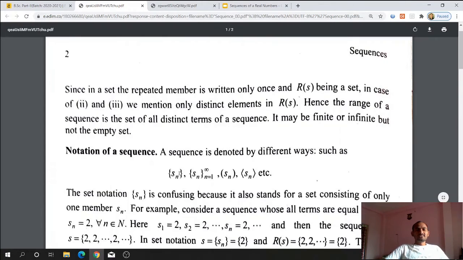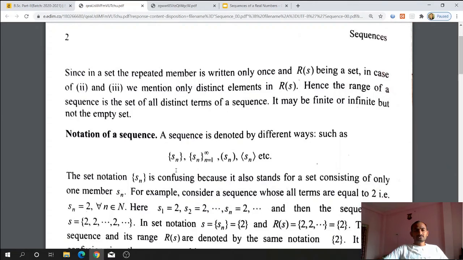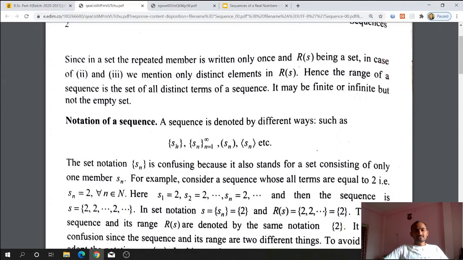So let's come to the notation of sequences. Friends, a sequence can be written in different ways, such as in curly brackets {Sn}. This is one notation for the sequence. We can write a sequence as {Sn} with n running from 1 to infinity, because the terms of the sequence are infinite. So this is again a notation for a sequence. In parentheses, (Sn), this is another notation for a sequence.